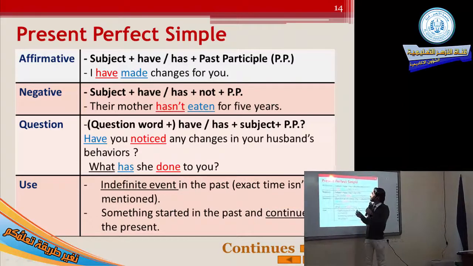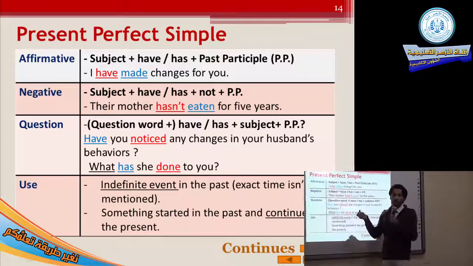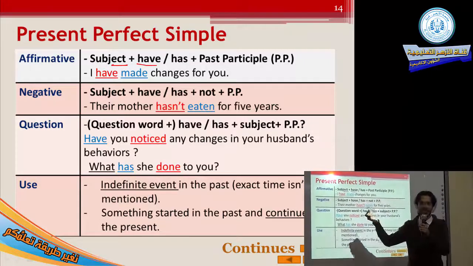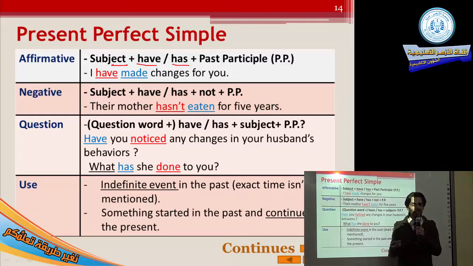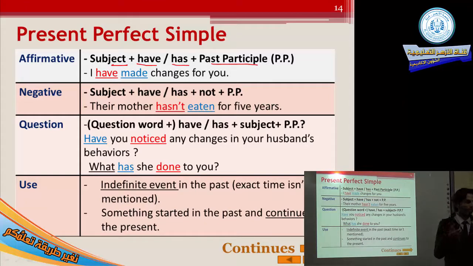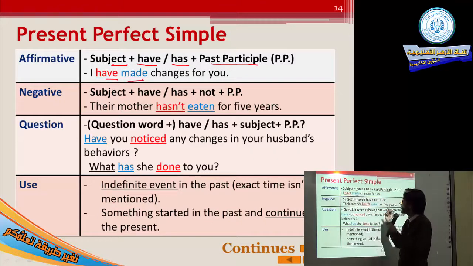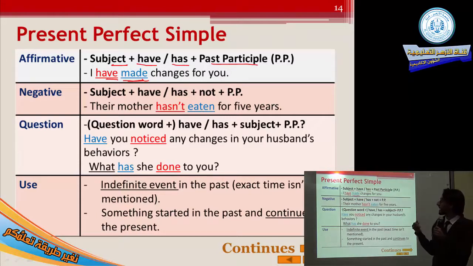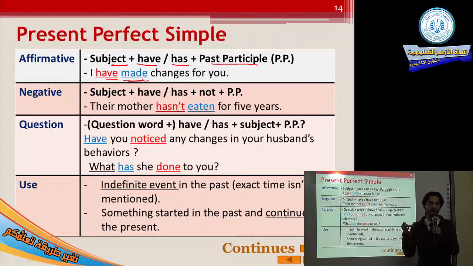Okay, present perfect simple form. In affirmative, we use subject plus have in case of plural subject, and has in case of singular subject, plus the past participle. The past participle is the third conjugation form of verbs. When we say, as we've just said, see, saw, seen, seen is the past participle. It's the present perfect form. I have made changes for you. Made is the past participle. Okay, what is the first conjugation of made? It's make. We say make, made, made.